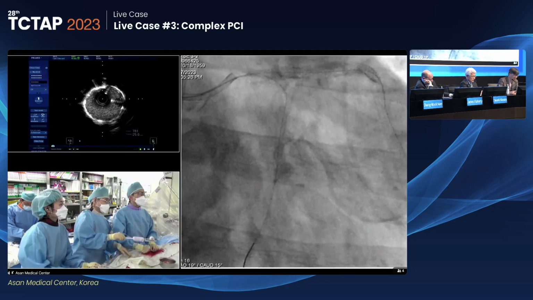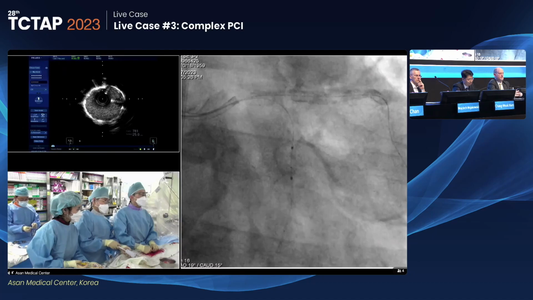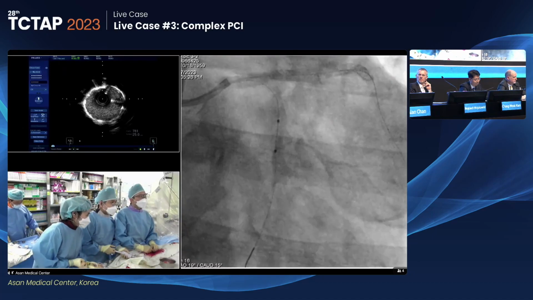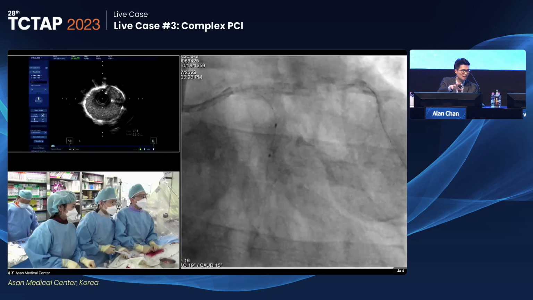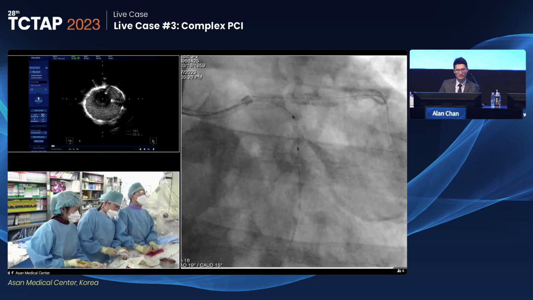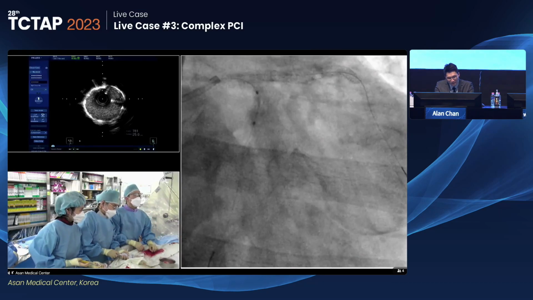Because from the angiogram, the calcium distribution really will tell the risk. Now I can see it's biased towards the outer curve. You can see some haziness. So far so good. 14, 16, 18.